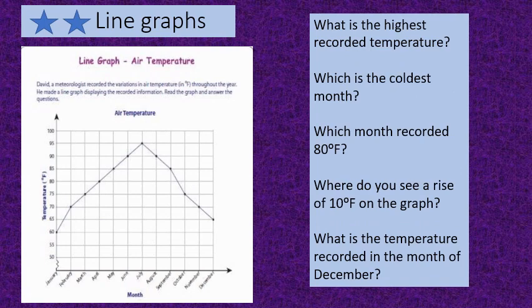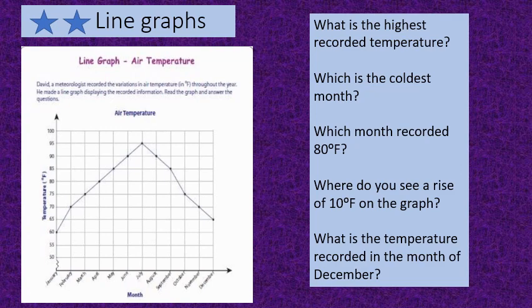Now for the 2-star task. Your line graph's title is Air Temperature. David is a meteorologist and he's recorded the variations in air temperature in degrees Fahrenheit throughout the year. He made a line graph displaying the recorded information. Read the graph and answer the questions. Along your vertical axis, you've got your temperature measured in degrees Fahrenheit. It goes up in steps of 5s. Along the horizontal axis, you've got the months of the year.